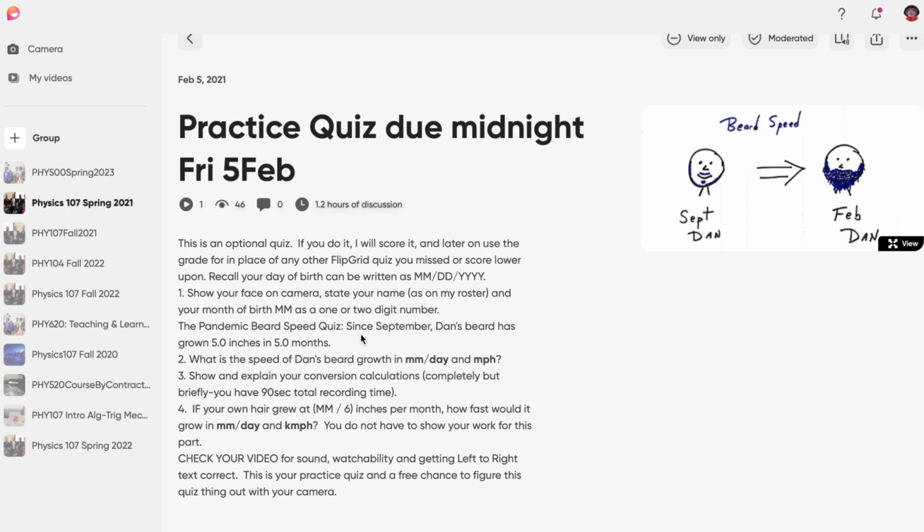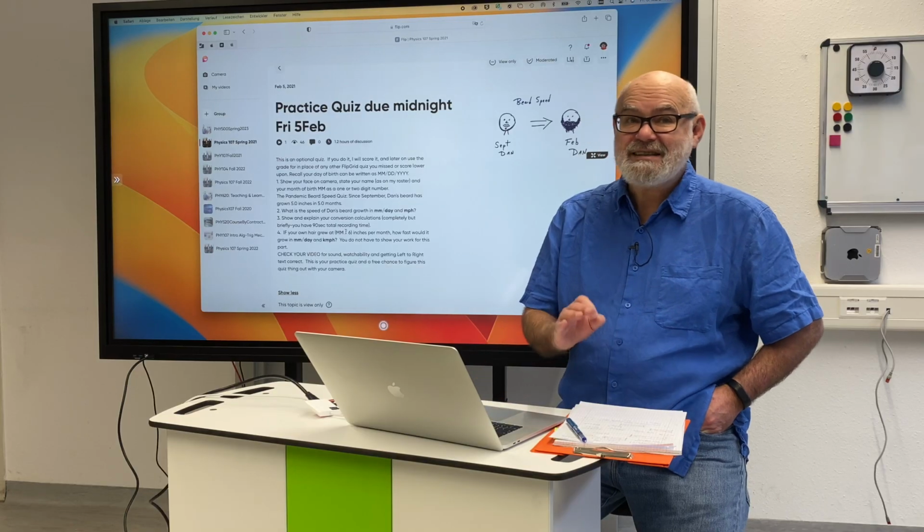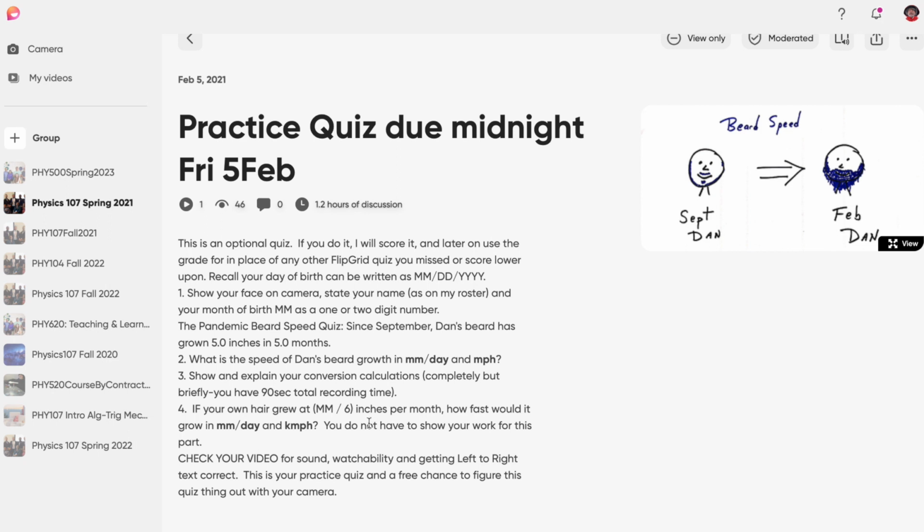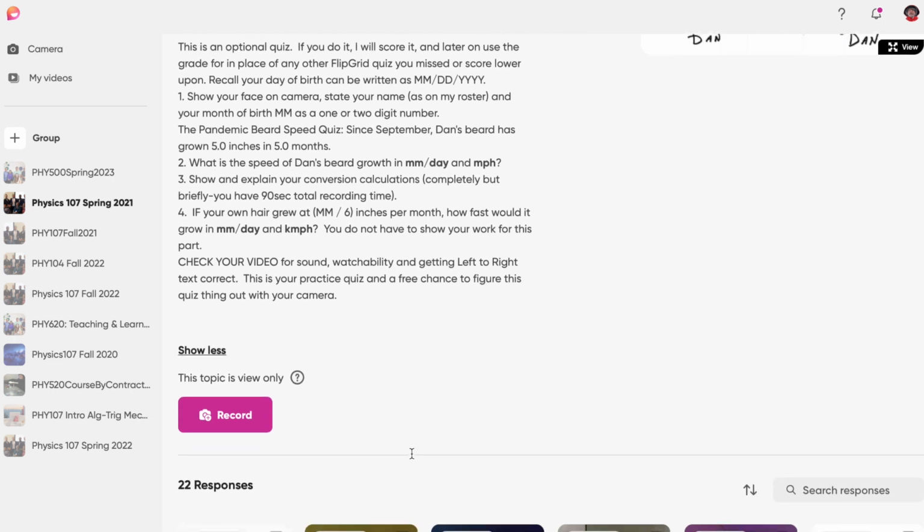Since September, Dan's beard grew 5 inches in 5 months. So you have to find out what is the speed of Dan's beard growth in millimeters per day and miles per hour. Show and explain your conversion calculation. You have 90 seconds, so it has to be brief. If your own hair grew at MM divided by 6 inches per month, so if you were born in December, 12 divided by 6 would be 2 inches per month, how fast would it grow in millimeters per day and kilometers per hour? You don't have to show your work for the second part. Check your video for sound and watchability.